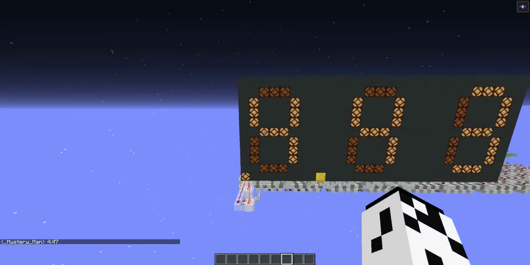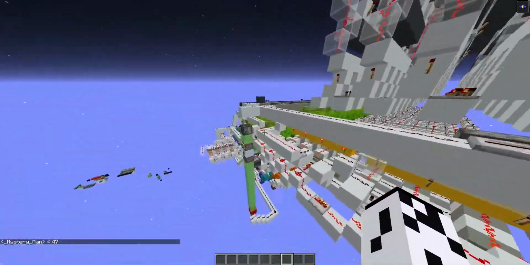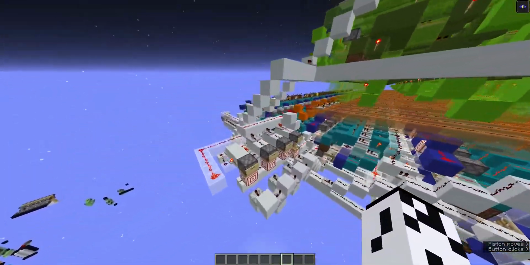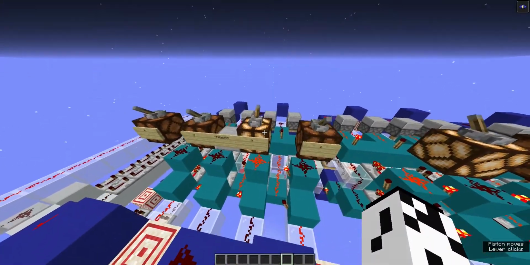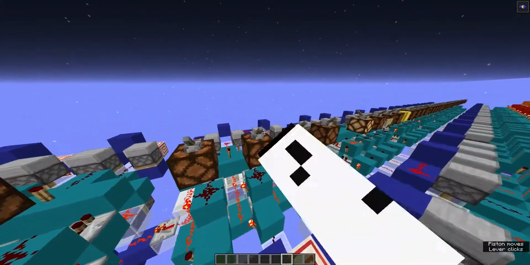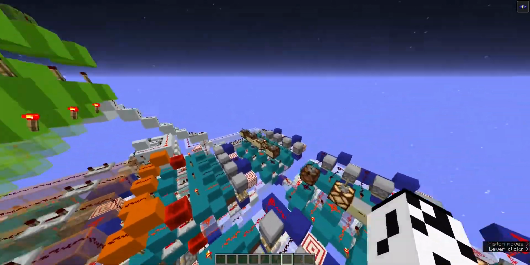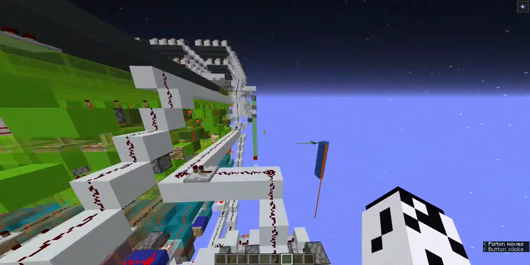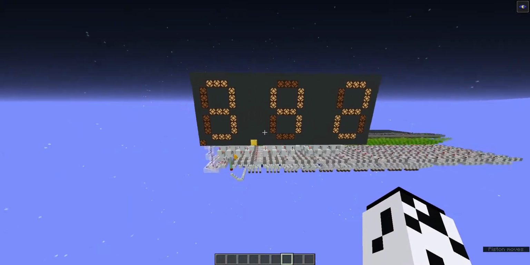Alright, now we're going to do the natural logarithm of 270. So I will just go ahead and do this. And now I'm going to go ahead and put 270 in here. So we'll put 2 in the hundreds, 7 in the tens, 0 in the ones, and let's just calculate it. Again, we're running this at 200 ticks now, so it's not 20 ticks. That's why it's so fast.